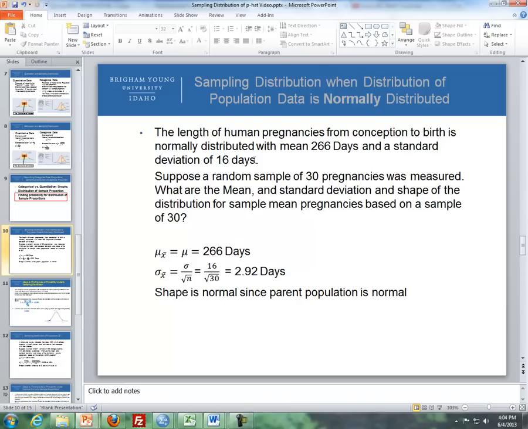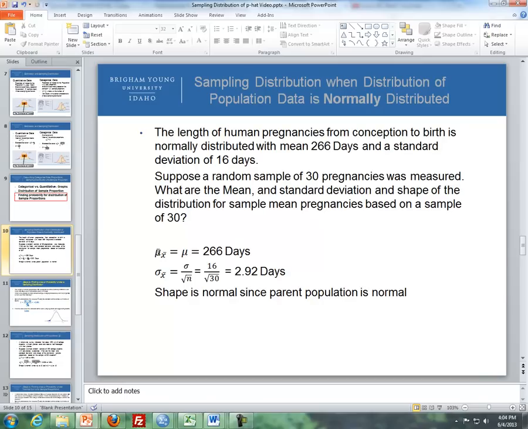So here's an example with this. The length of human pregnancy from conception to birth is normally distributed with a mean of 266 days and a standard deviation of 16 days. Suppose a random sample of 30 pregnancies was measured. What is the mean, standard deviation, and shape of the distribution of sample mean pregnancies based on a sample of 30?